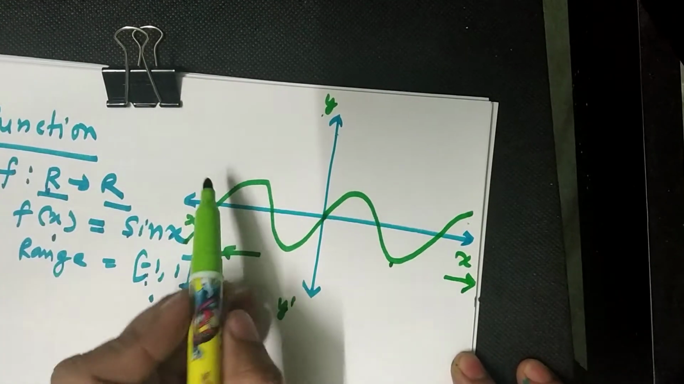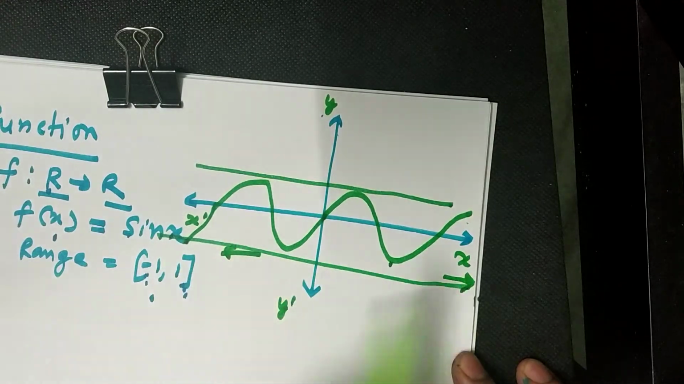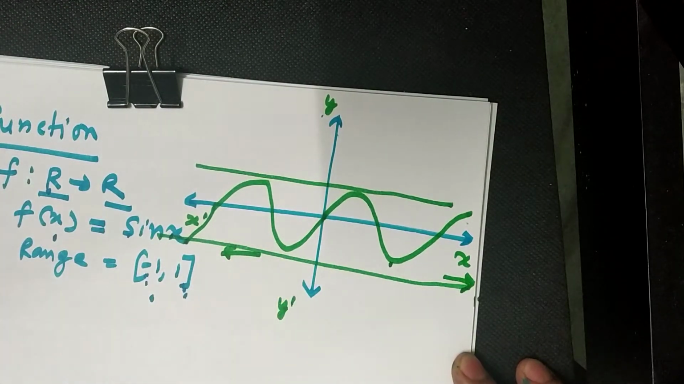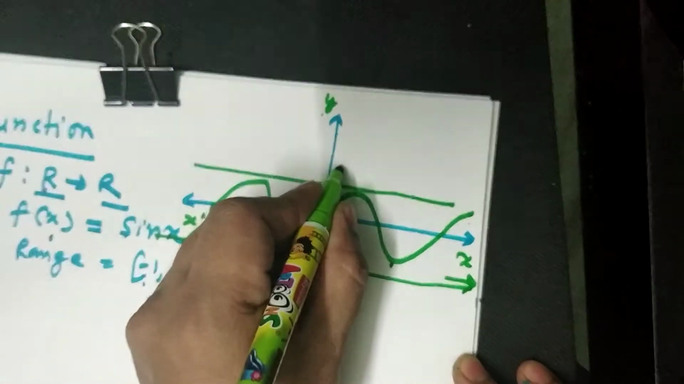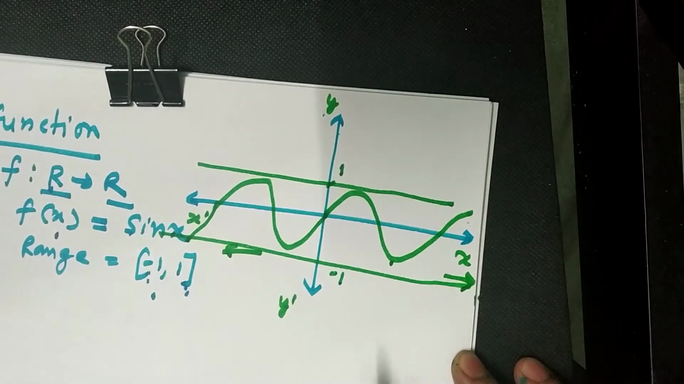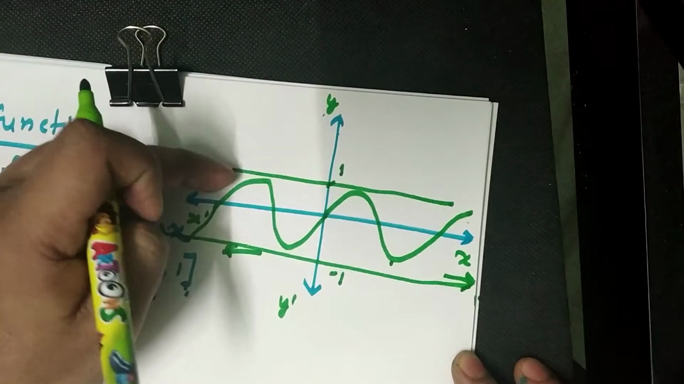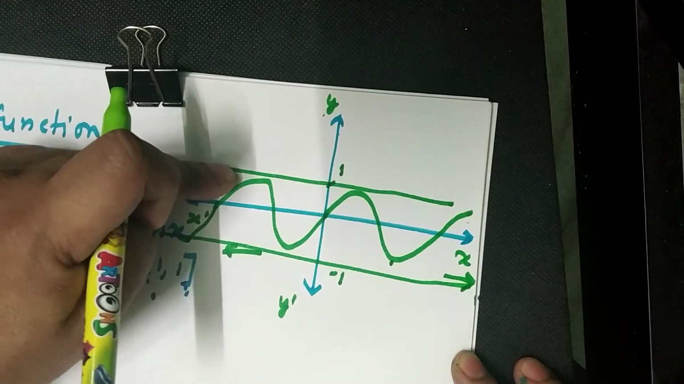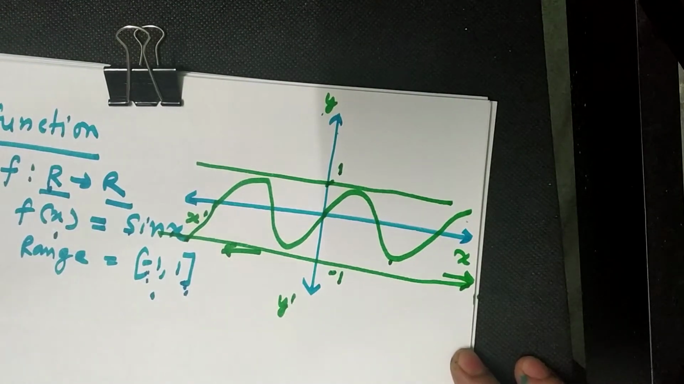What about the range? Range is the output set. What is the output set? You can see the values of y. The graph always lies between two values of y, that is y equals plus 1 and y equals minus 1. The graph of sine x lies below y equals 1 and above y equals minus 1. Therefore, your range is minus 1 to 1.